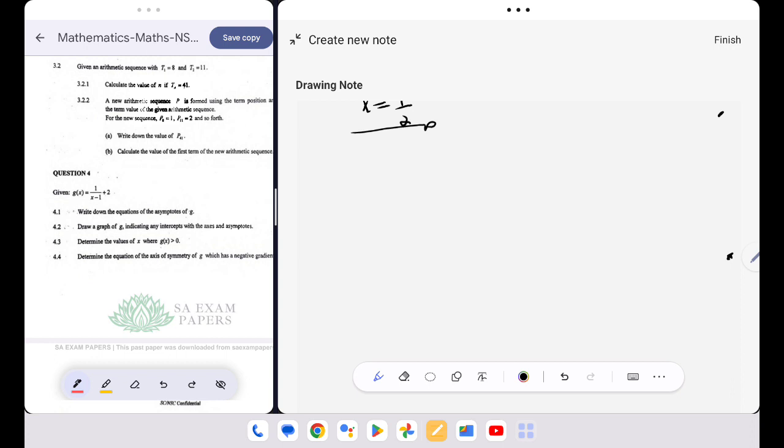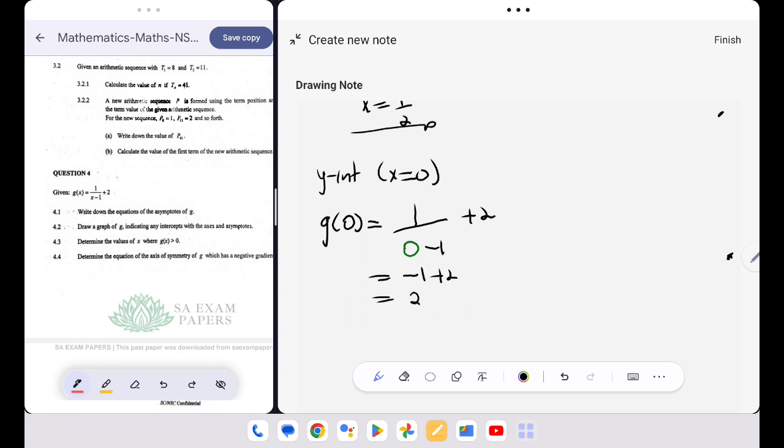For my y-intercept, I need to make x equal to 0, then solve for y. Since I'm going to put 0 in for x, I must just say g of 0. Whenever I see x, I put 0, then I solve for y. This will give me negative 1 plus 2, which is 2 minus 1, which is 1.